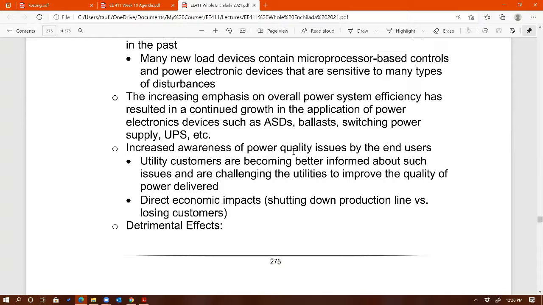And then there is increased awareness of power quality issues by the end user. Utility customers are becoming better informed about such issues and challenging the utilities to improve the quality of power delivered. Direct economic impacts. I just told you about sensitive loads, right? Imagine if we have a manufacturing facility that relies on the operation of these PLCs, and then we have some power quality problem because somebody nearby is running huge adjustable speed drives. Imagine what that does to the manufacturing line, right? It's going to shut down the PLCs.